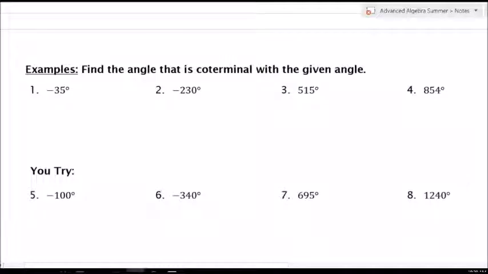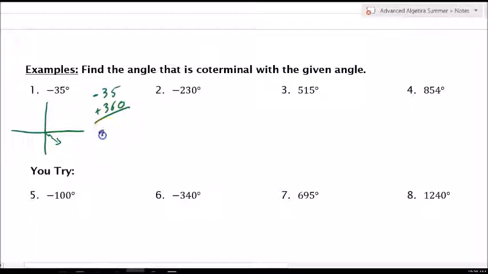Alright, so coterminal -35. Well, if we think about this, instead of going up to get our positives, -35 would be somewhere down here. So to figure out what that would be as a positive angle, I would add 360 to it, which would give me 325 degrees. So coterminal angles, we want to find positive angles from that. So if we start with a negative, we're going to add 360. So here I have a negative again, so I'm going to add 360. And that'll give me positive 130.